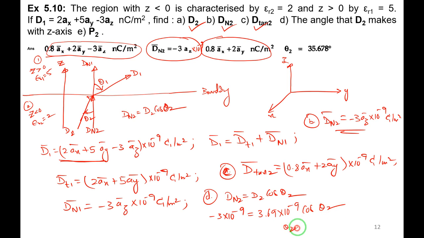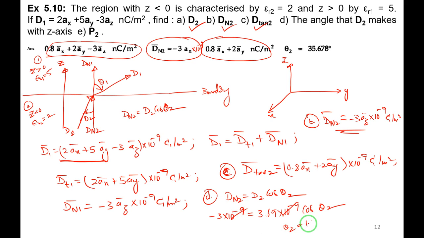Then we'll find out theta 2. So 10 power minus 9 will get cancelled. So cos inverse of minus 3 divided by 3.69. I think it should come same. So I'm getting a different angle here. dn2 it is fine, minus 3 I said. Then d2, I hope I have calculated properly this one. Just to check it. If I made any mistake, please tell me. Theta 2 cos inverse of minus 3 divided by 3.69.